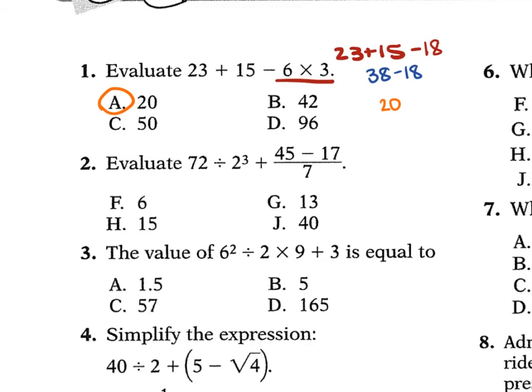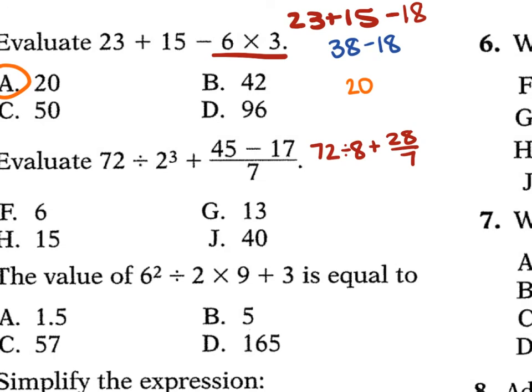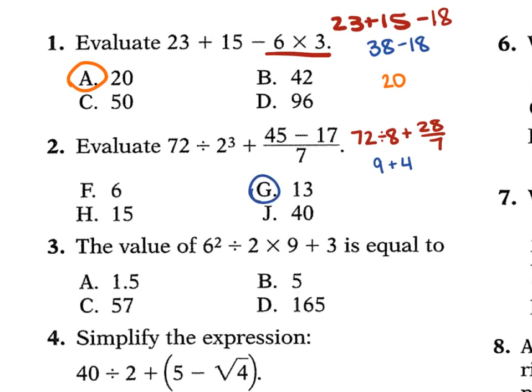For number 2, we're evaluating 72 divided by 2 cubed plus 75 minus 17 over 7. So first we can do the 2 cubed, which gives us 8. So we're going to have 72 divided by 8 plus the 45 minus 17 gives us 28 over 7. So now we can do the 72 divided by 8, which is 9. And the 28 divided by 7 is 4. So 9 plus 4 is 13.